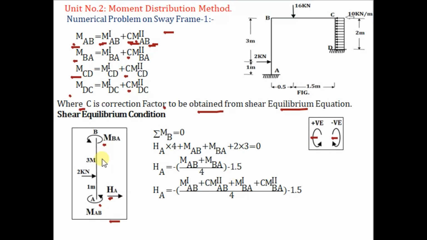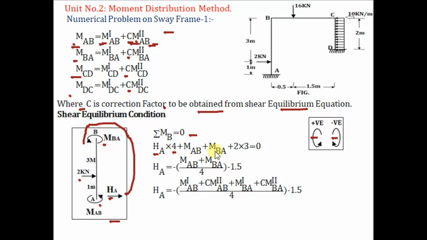Now assume there is a shear force HA toward the right hand side. This is our assumption. Now take moment about B. So moment about B is equal to 0. There is also a shear force at B, but it will be 0 about B, so there is no need to consider it. There is also a 2 kN point load acting on the column. So taking moment about B, we have HA into 4. HA is a force and the lever arm is 4. It rotates about point B in an anti-clockwise sense. That's why it is positive, HA into 4.